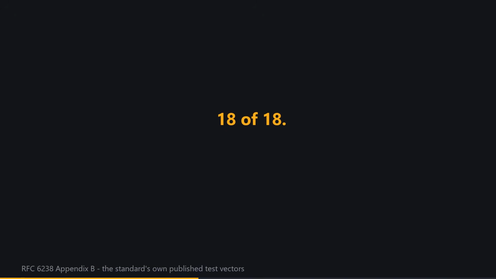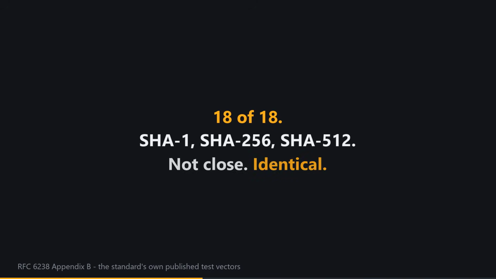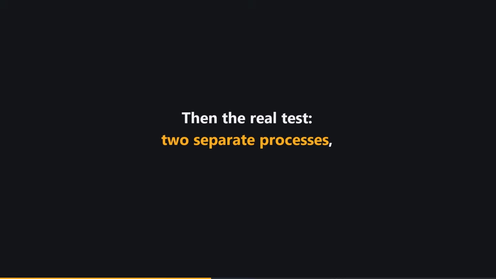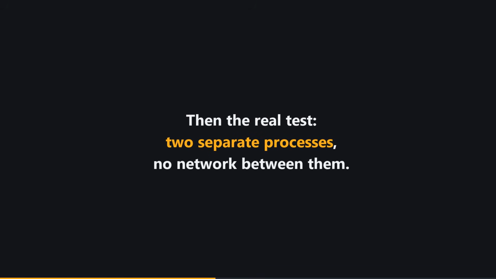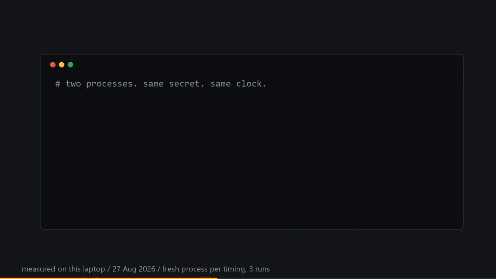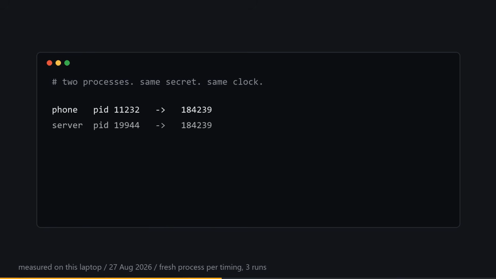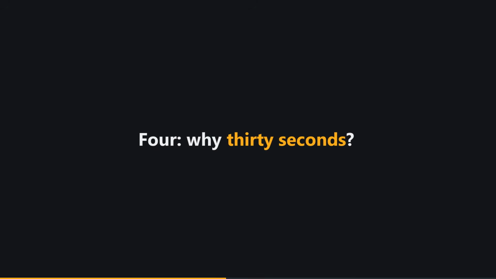18 vectors, across all 3 hash functions the standard allows. All 18 match. Not close. Identical. Then the test that matches the claim in the title. 2 separate programs, running as 2 separate processes on this machine, with no way to talk to each other. Each one gets the secret and reads the clock. Different process IDs. Same 6 digits. Nothing passed between them. Which leaves the countdown.